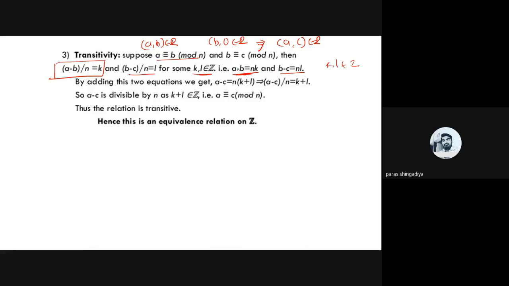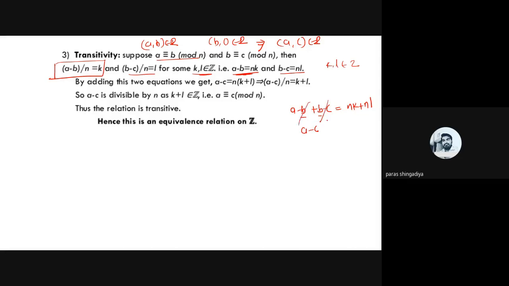So observe the left hand side of this one, a minus b, and here it is b minus c, and we need the a minus c form by using both equations. So we add both equations. In this we'll get a minus b plus b minus c is equal to nk plus nl. You just add both equations, and after that we'll get the a minus c form here, because minus b plus b will be removed.